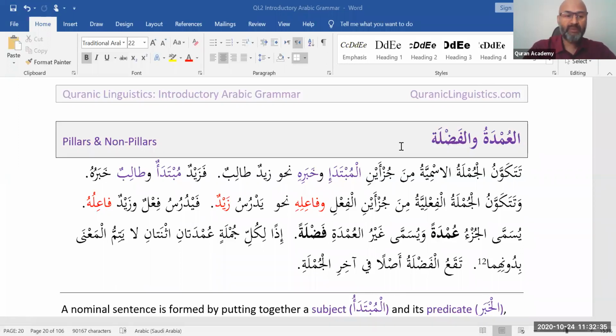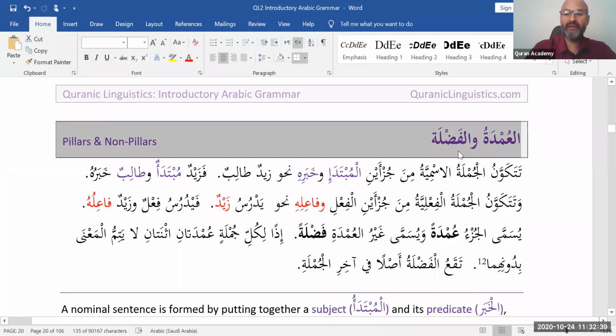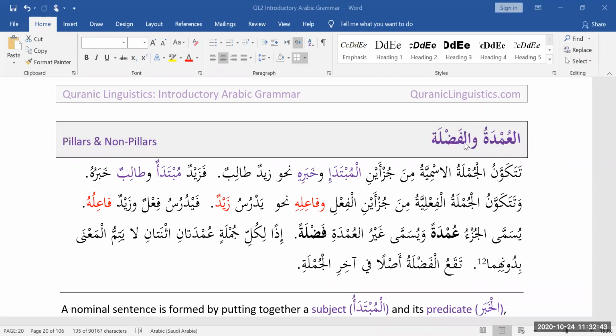Today we'll talk about pillars and non-pillars. العمدة والفضلة. العمدة والفضلة. This is a central concept in Arabic grammar. But before I start, let me quickly recap what we have covered so far.